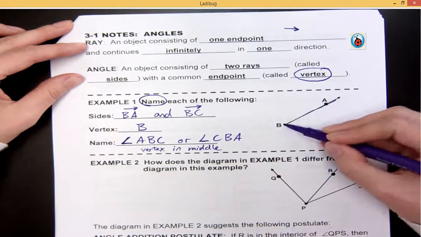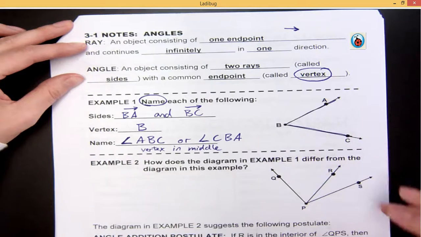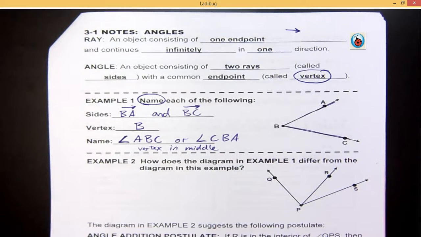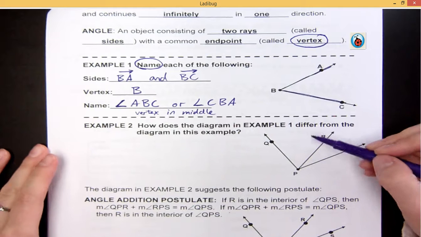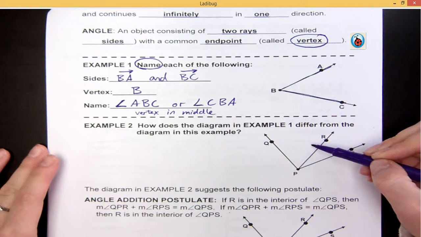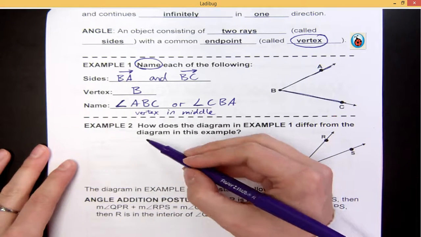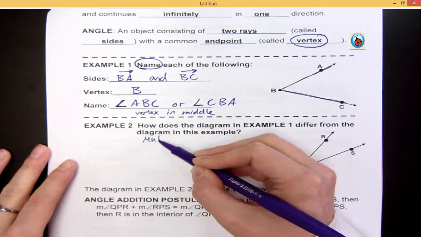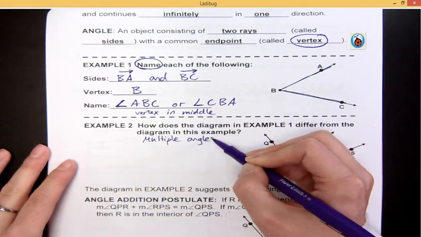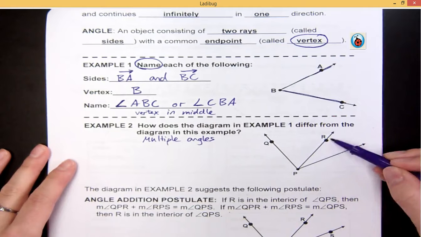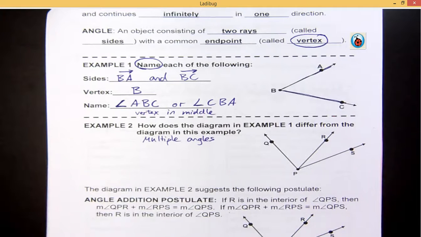So I can start from here and name it, or I can start from here and name it, but the vertex has to be in the middle. Then we're asked, how does the diagram in example 1 differ from here? This one has multiple angles because we have this ray PR in the middle. And so here we can label three different angles.